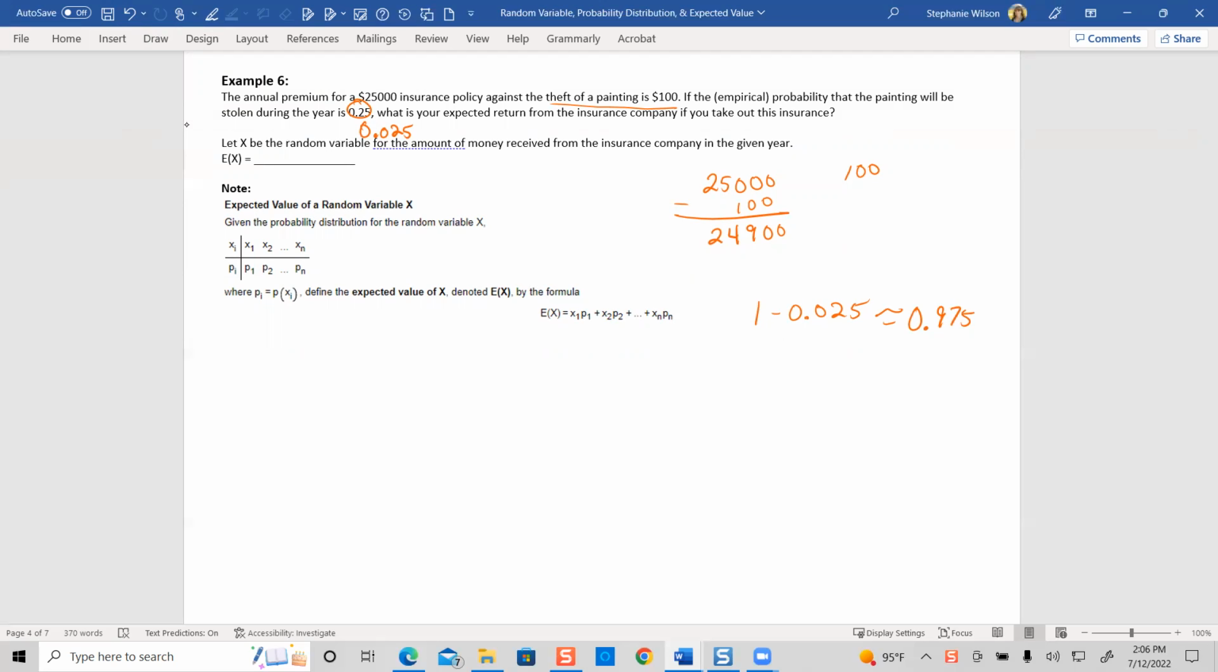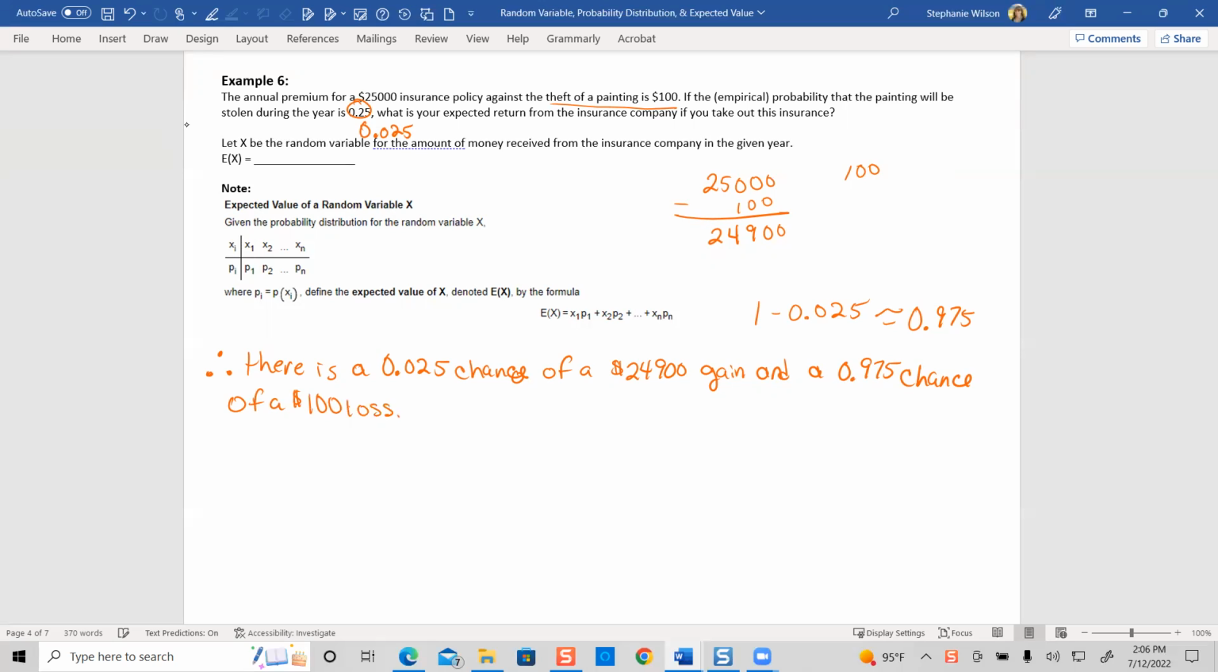Okay. So now I can write this out in sentence form. Therefore, there is a 0.025 chance of a 24,900 gain and a 0.975 chance of a $100 loss.